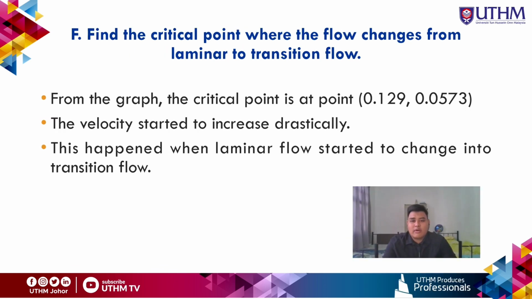So last, for F, find the critical point where the flow changes from laminar to transition flow. From the graph, the critical point that we get is at 0.129 for x and 0.0573 for y. So the velocity started to increase drastically. This happened when laminar flow started to change into the transition flow.